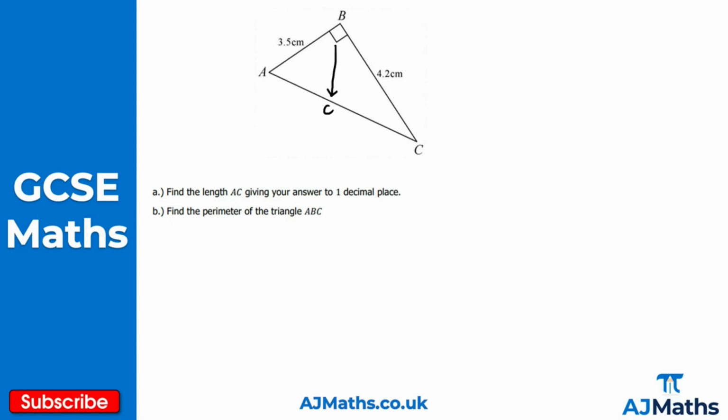So hopefully you got on okay with this practice question. Let's take a look now at what you should have got. Like we said, we're looking for the length AC here. That's this side opposite the right angle, so we know it's the hypotenuse, the longest side in our triangle. So we label that as C.